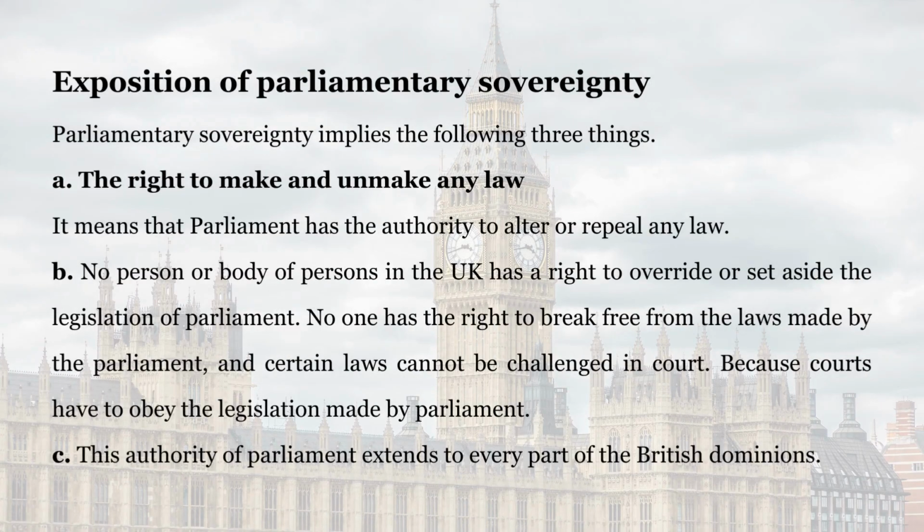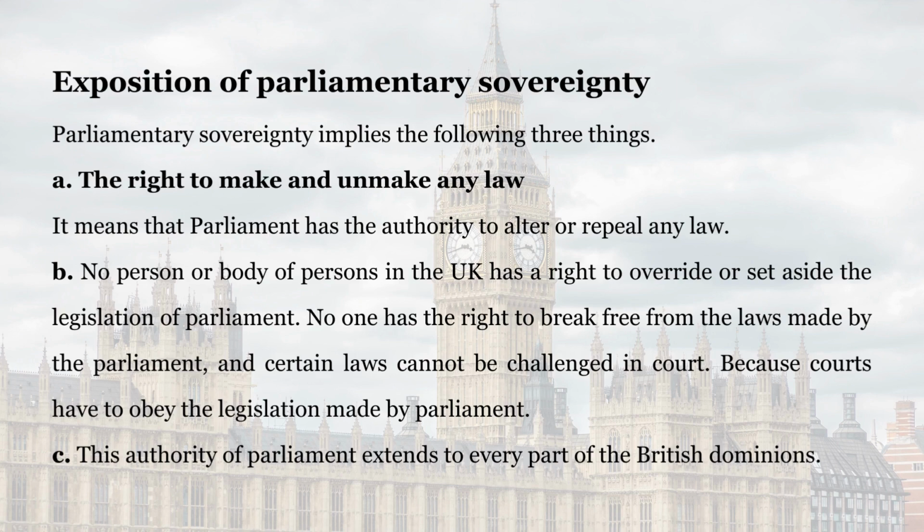Exposition of parliamentary sovereignty. Parliamentary sovereignty implies the following three things. A. The right to make and unmake any law. It means that Parliament has the authority to alter or repeal any law.